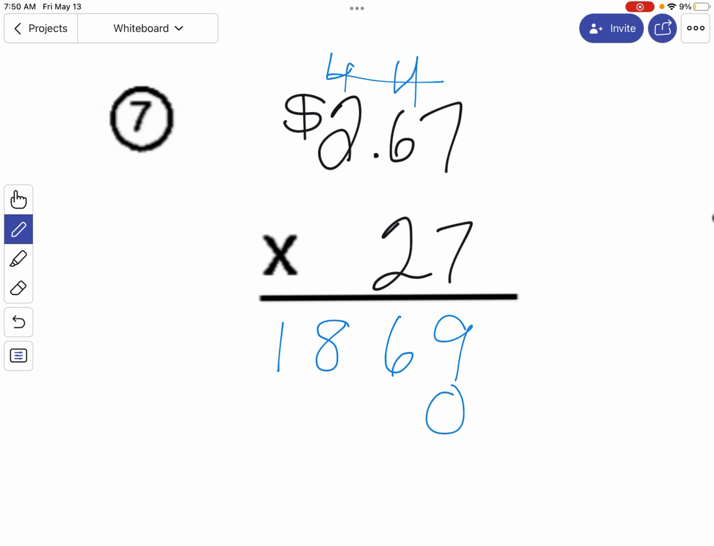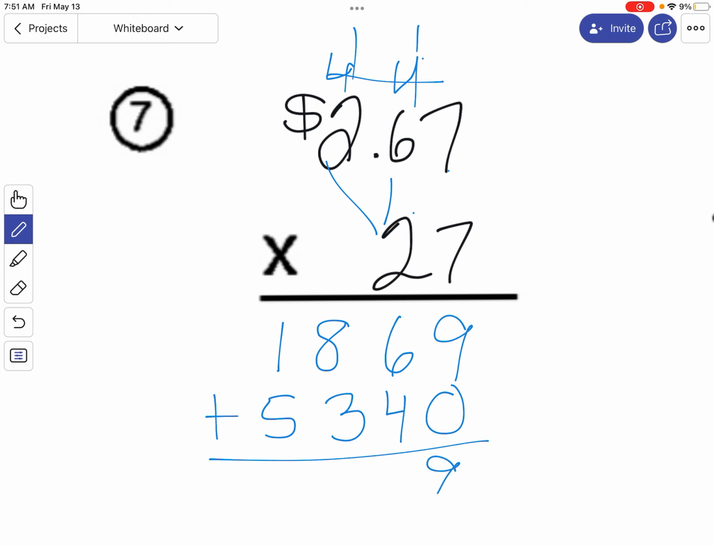Put a 0 in there. 7 times 2 is 14. Regroup with the 1. 12 plus 1 is 13. Regroup with the 1. 4 plus 1 is 5. Add them up. 9, 10, 12, and 7. $72.09. Make sure that you have the dollar sign and the decimal point in there.